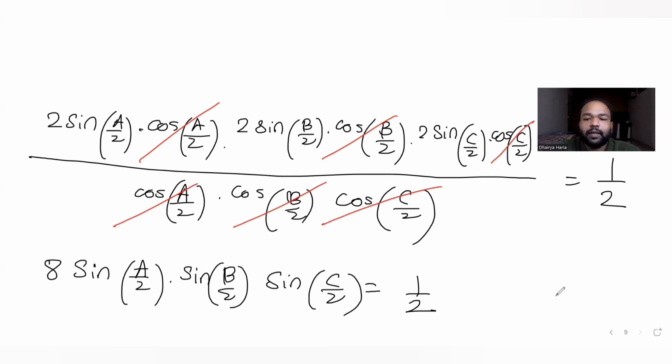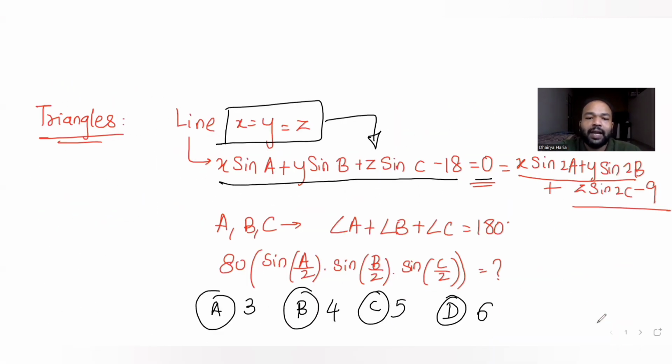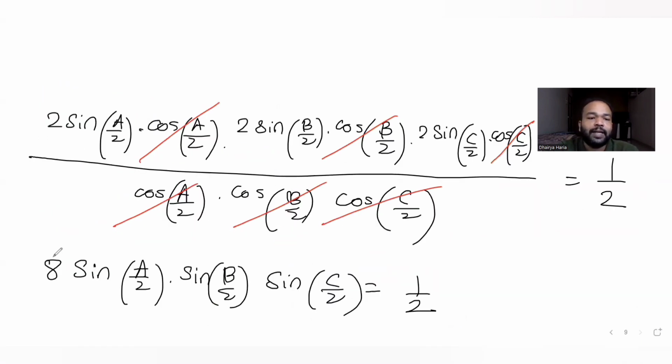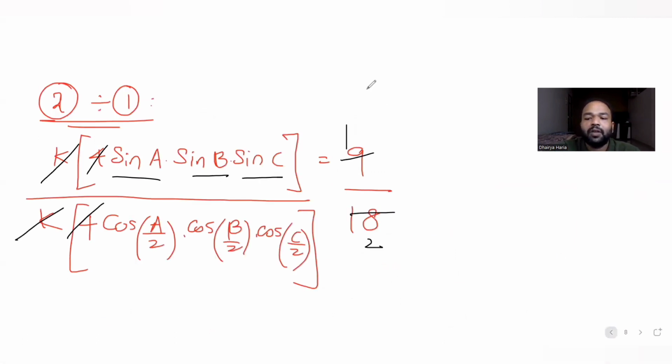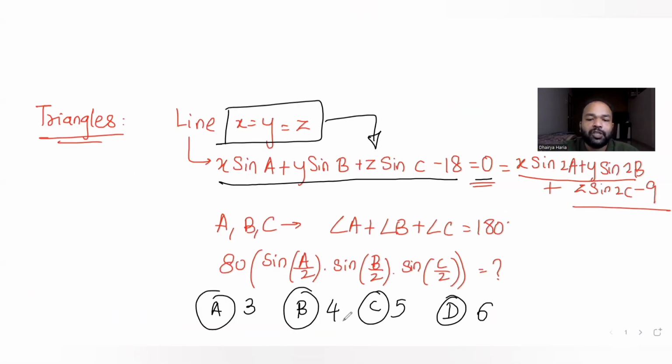Now to make this as 80, because we have to find the product of sine A by 2, sine B by 2, sine C by 2 with 80, not 8. So to make this product as 80, I need to multiply both sides by 10. So if I multiply both sides by 10 here also and here also, 8 multiplied by 10 gives you 80. And you get the answer for this entire expression. That becomes 5. So you get the answer for the entire question that was asked to us as 5. If you see the option that matches here with the question, that is option C. So C is the correct answer for the question given to us.